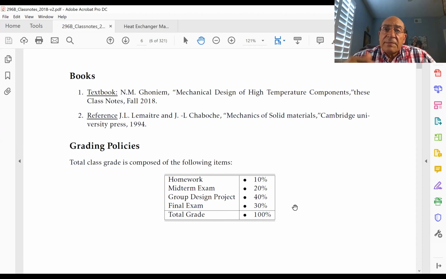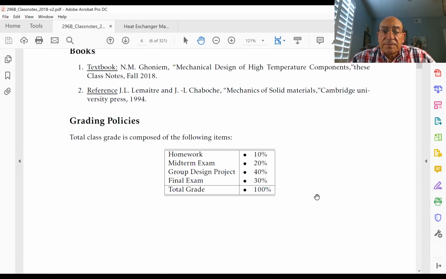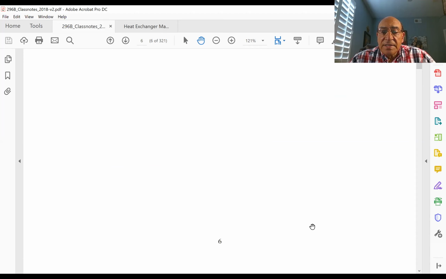And the final exam has 30%, and it will be open notes, where you can bring in either a PDF version of the notes or a printed version of these notes. So this is basically showing you the course grading policy.